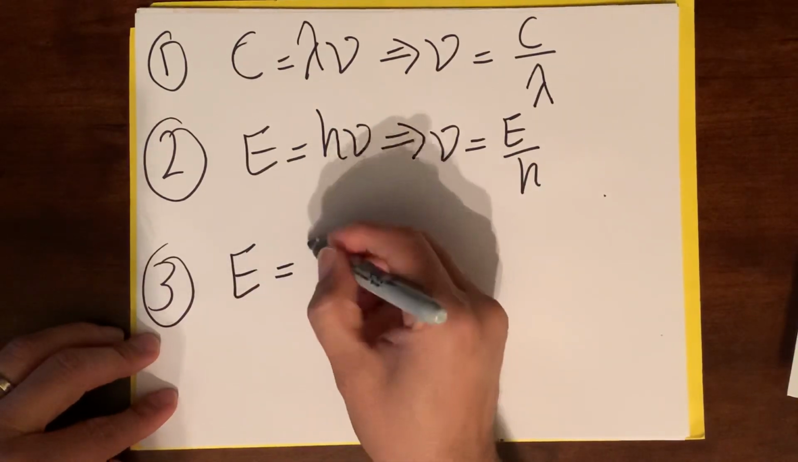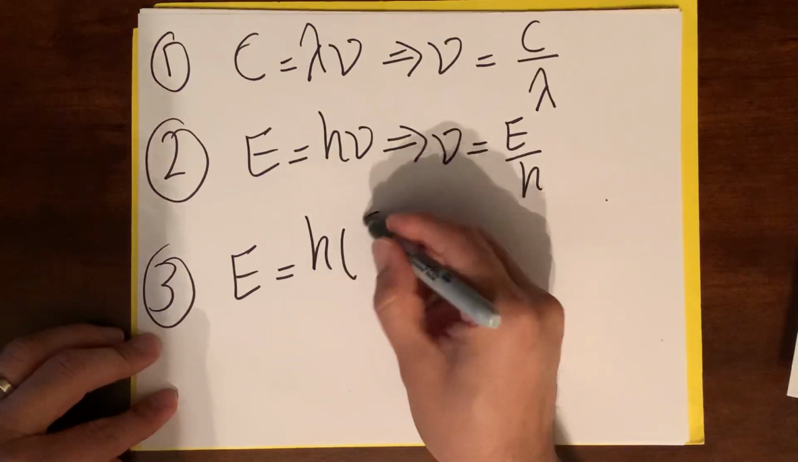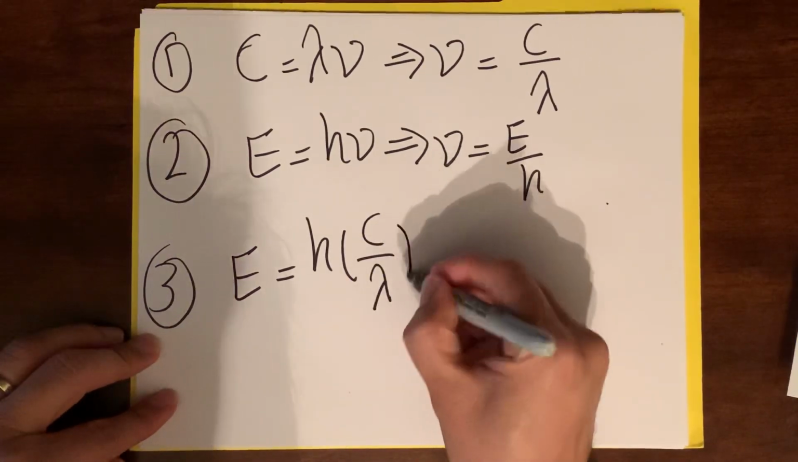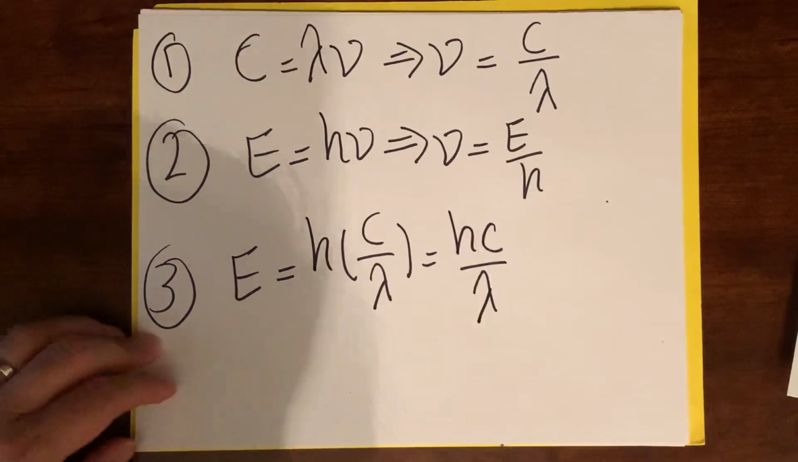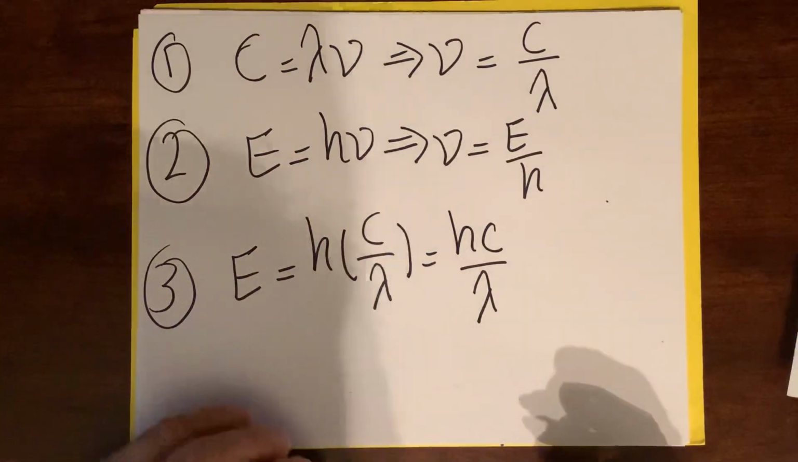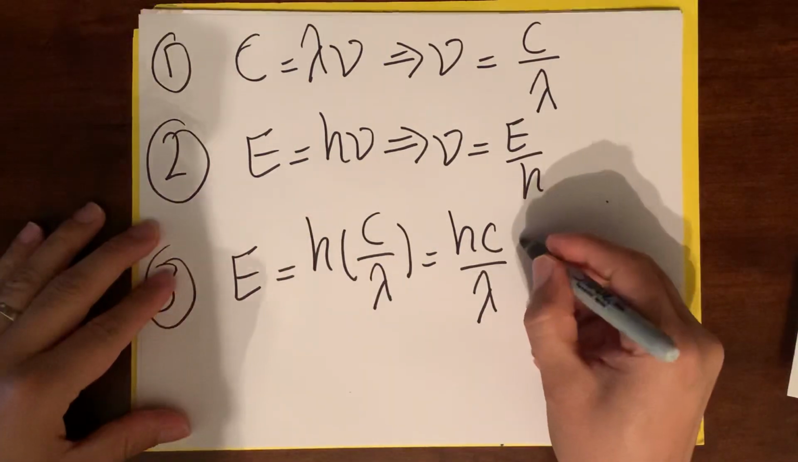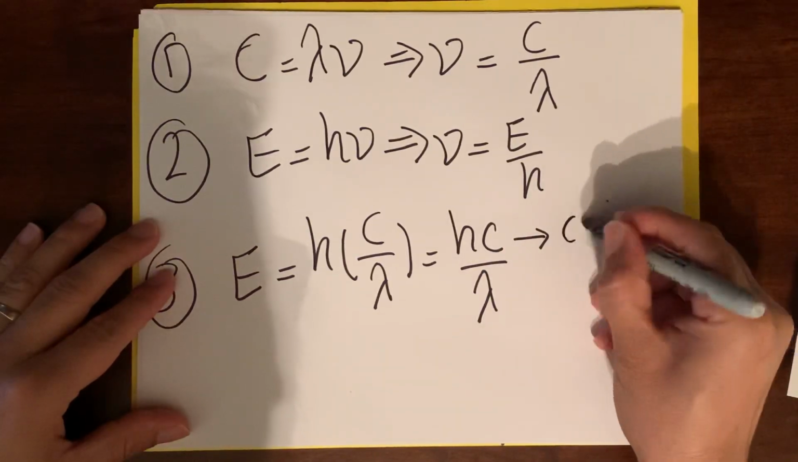So the third formula: feed the second by the first formula. Energy is going to be equal to h multiply nu. Get the nu from the first formula, it's going to be C over lambda. We get hc over lambda. Nice thing with this formula, in the numerator, h multiply c, both are constant.